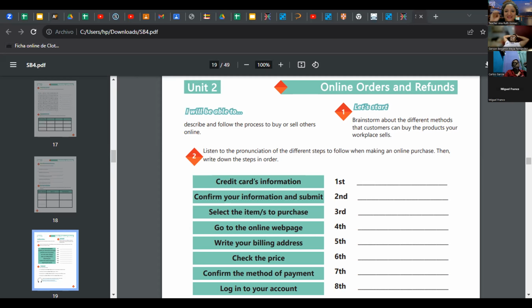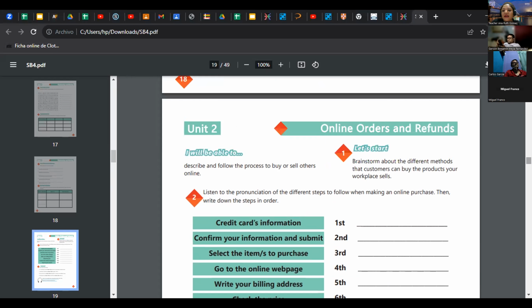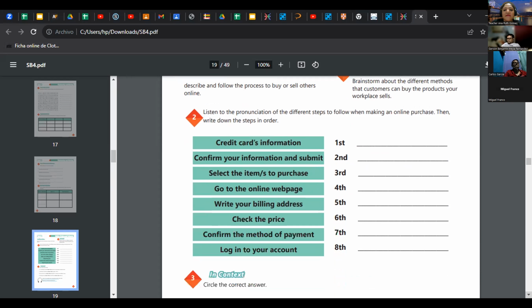Okay. Very good. Well, everybody maybe once or twice has bought online, but in some cases we have to follow some steps if we buy things online. So here I have 8 steps to buy online, or when making an online purchase. Remember that I told you purchase is compra, right? I'm going to send a screenshot, okay? And what I want you to do is agree, que se pongan de acuerdo, and order these steps that you have here.